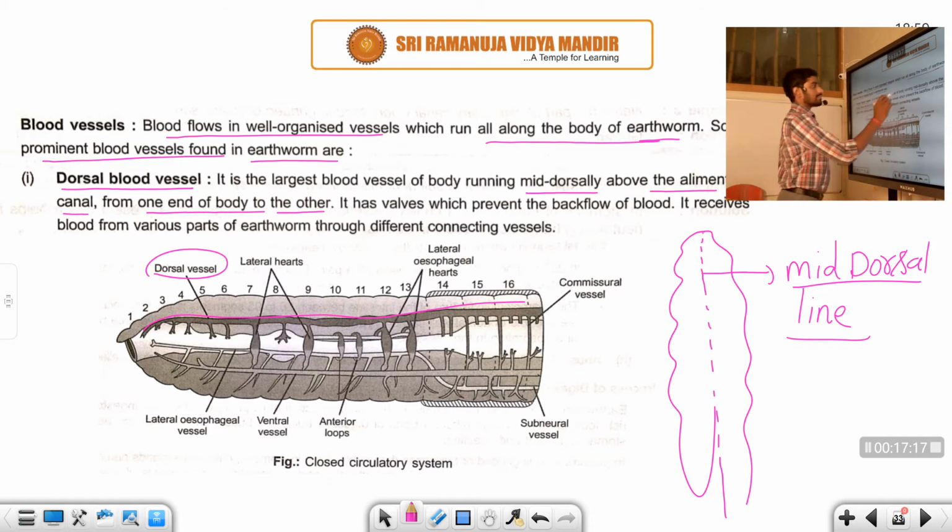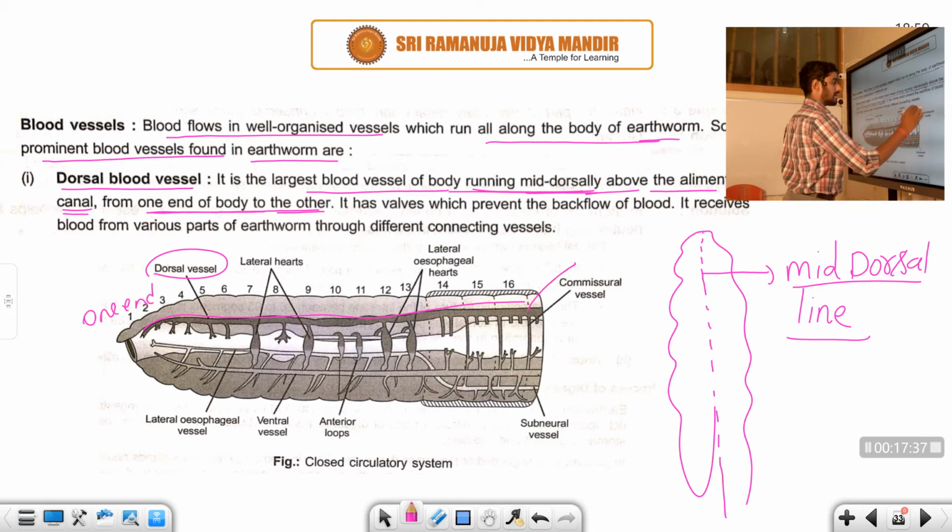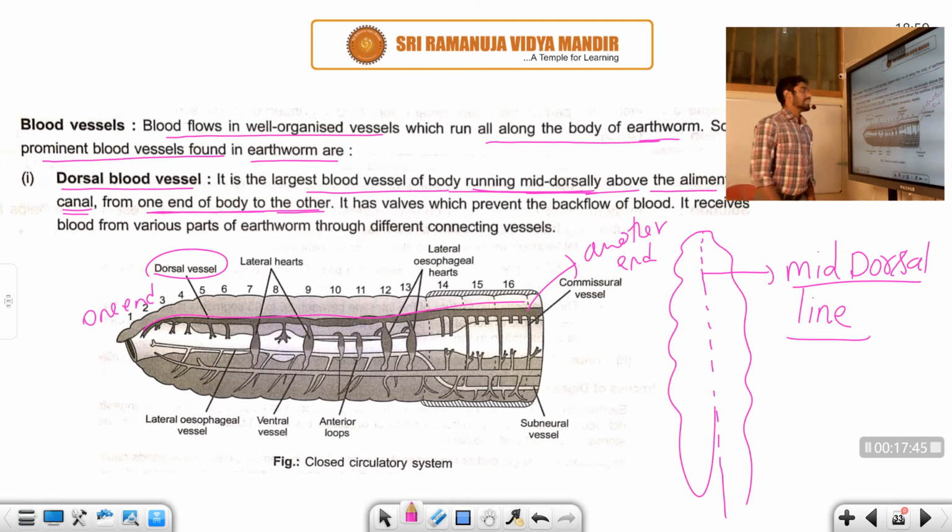It is running mid-dorsally above the alimentary canal. It is the largest blood vessel, running mid-dorsally above the alimentary canal from one end to the other. Student, here this is one end, and this is the other end. Next point, it has valves which prevent the backflow of blood. I already noted the function of the valves is to prevent the backflow of blood.